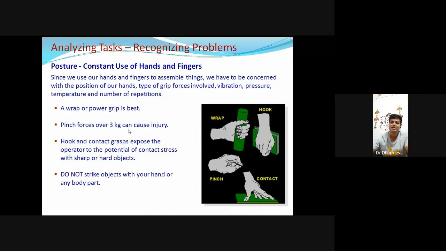Pinch force over 3 kgs or 7 lbs can cause injury to the bones and muscles of the hand. Hook grip and contact grip expose the operator to the potential of contact stress with a sharp or hard object. As I told you, if we are holding an object like glass in our hand, that will definitely lead to an injury to the hand area. We need to wear hand gloves and plan the task. Do not strike an object with your hand or any body part. There are tools available, so we need to use those tools and do the task.